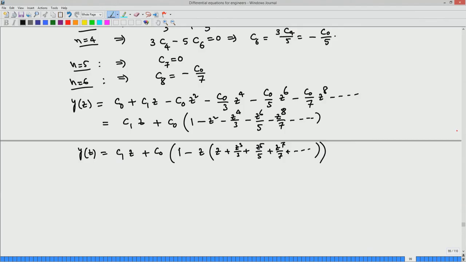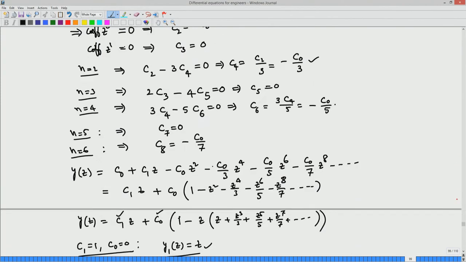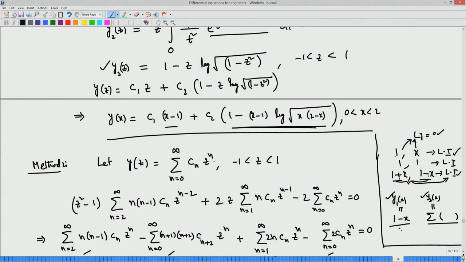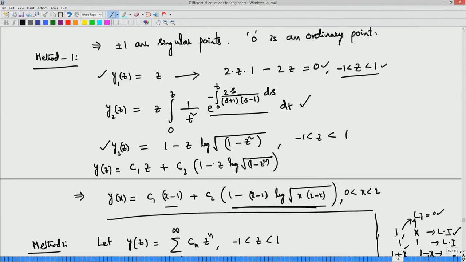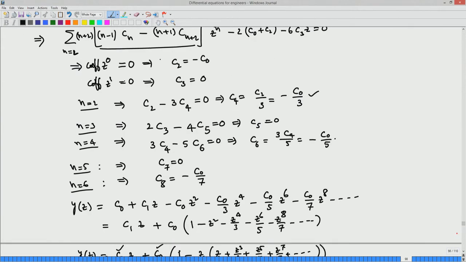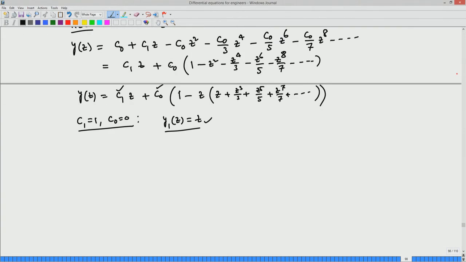These two are arbitrary constants now. If C1 equal to 1 and C0 is 0, in the power series method you get your y1 of z as z. This is matching with my earlier method. You can see that y1 of z is my z. I got the same solution even here by the power series method. z is between minus 1 and 1. That is the region in which I am working.